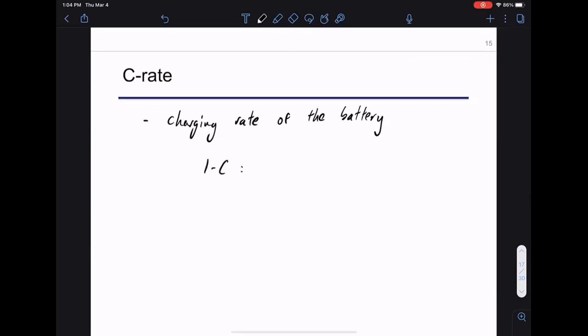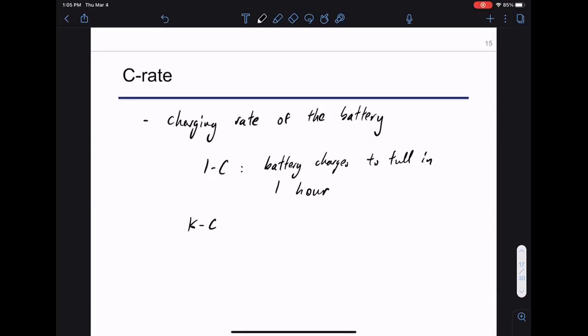1C charging means the battery charges to full in 1 hour. So this is the 1C rate, as it takes 1 hour to completely charge the battery. This is what we mean by C rate. Besides this 1C rate, we can define different C rates. Normally this comes as an integer.